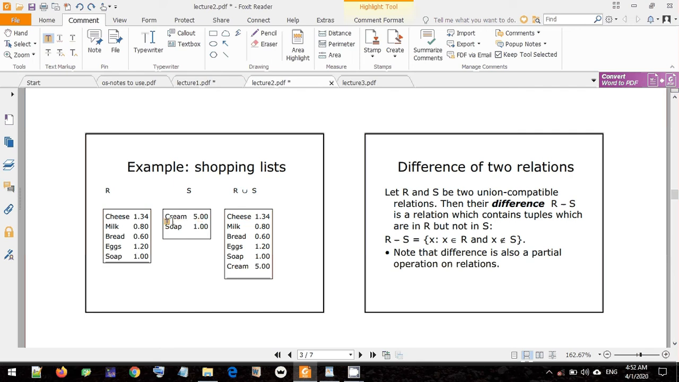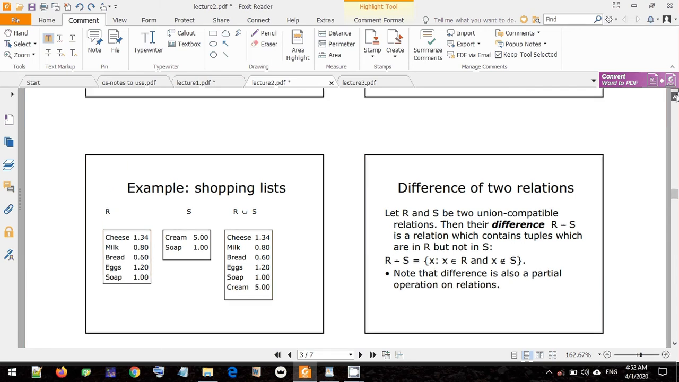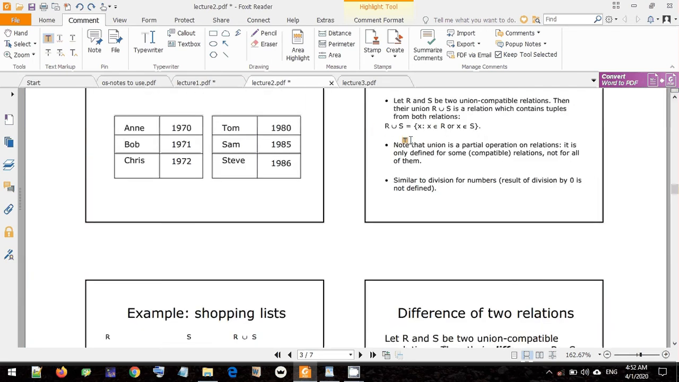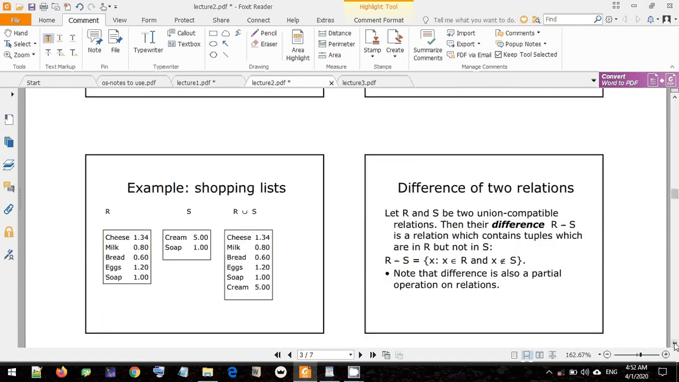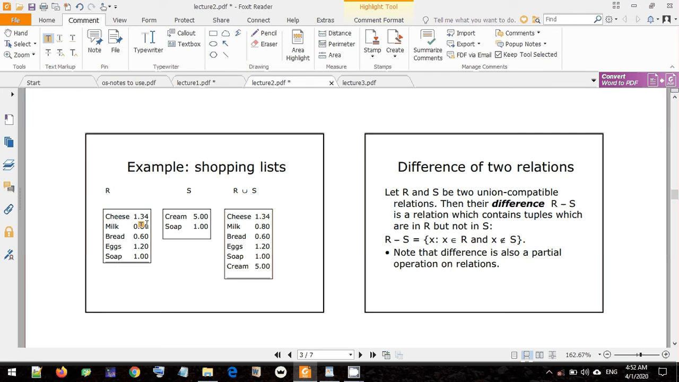Now we will unite the two of them. From our definition of union, R union S is the set of X such that X belongs to R or X belongs to S. Meaning that if there is an item which belongs to any of these sets, we put it in the resulting set. We start with relation R. We take all the items of relation R and put them inside the result. We have cheese, milk, bread, egg, soap.